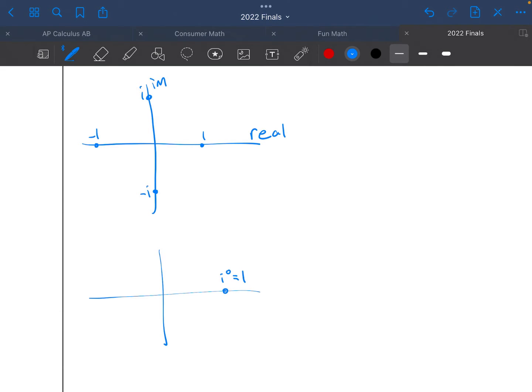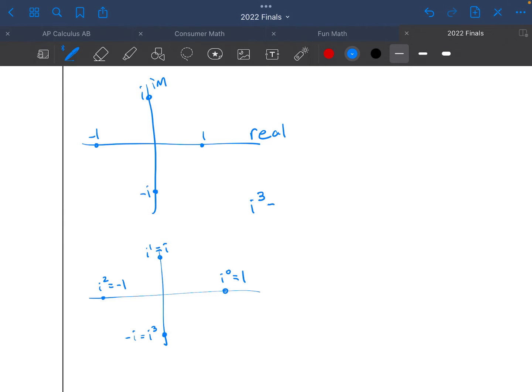And then if I go up a power, i to the power of 1. Anything to the power of 1 is itself. i to the power of 1 is still i. And you can keep going up powers. The definition of i squared is -1. And then you can keep going up to a higher power. i to the power of 3 is equal to -i.